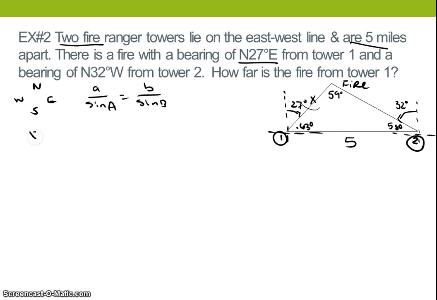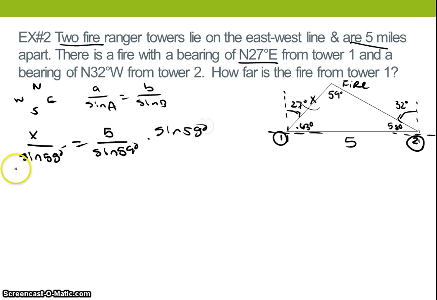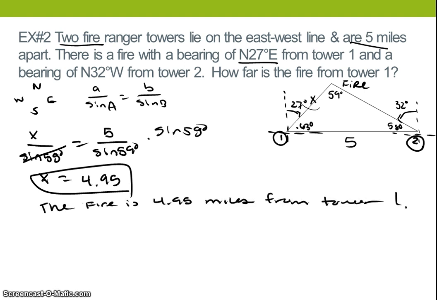So I'm going to set my proportion. This unknown side over the sine of its opposite, 58 degrees, is 5 over the sine of 59 degrees. So remember the sines on one side and then the side lengths on the other. So I'm going to multiply both sides by sine of 58 degrees so that they cancel, and I have X equals this thing that I just plugged directly into the calculator, 4.95, and then I'm going to answer the question in the form of a sentence, and I have that the fire is 4.95 miles from Tower 1.